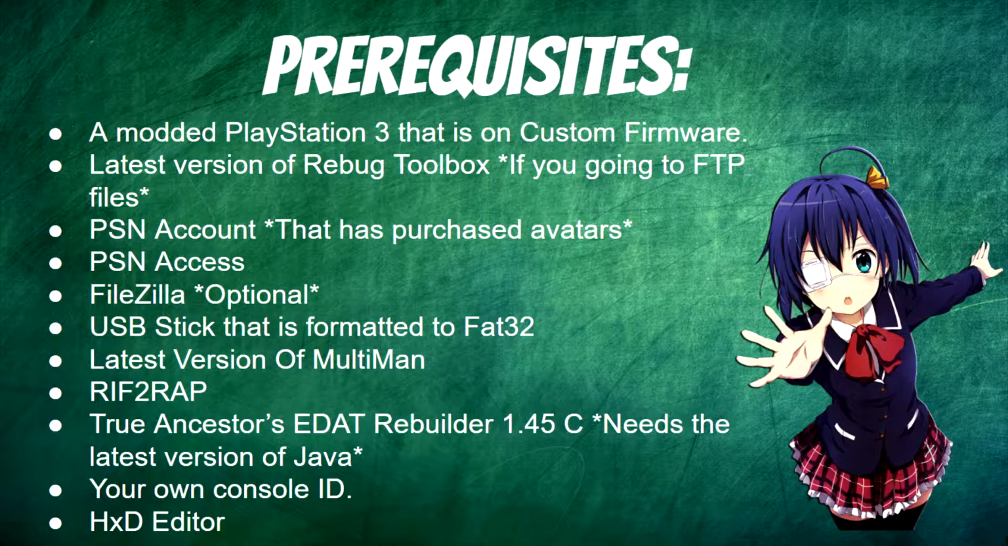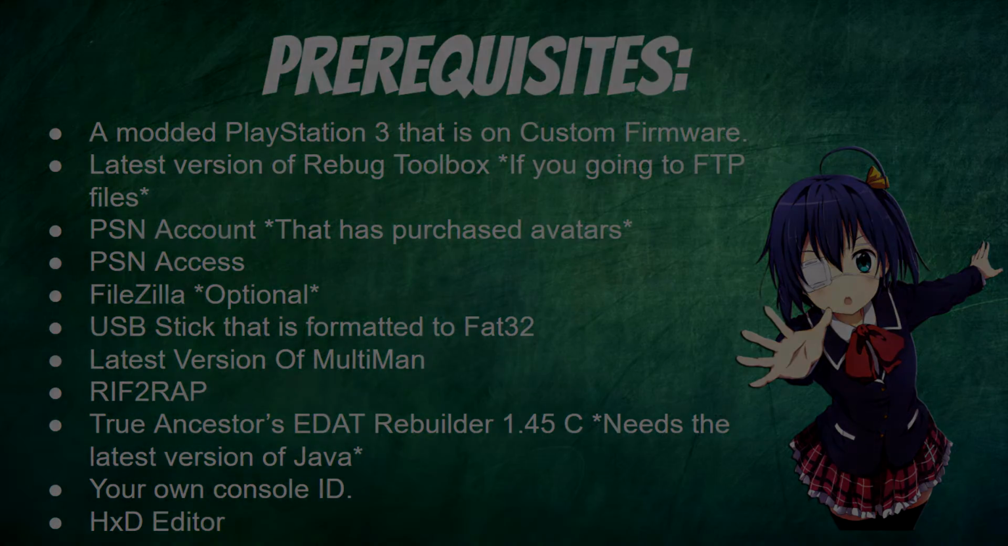You also need a program called RIF to RAP, and also a program called True Ancestor EDAT Rebuilder 1.45. And when you install that program onto your PC, and I'll get into this later in the tutorial, make sure you have the latest version of Java installed on your PC as well. You also need your own console ID that's on your PS3, and then you also need a Hex Editor.